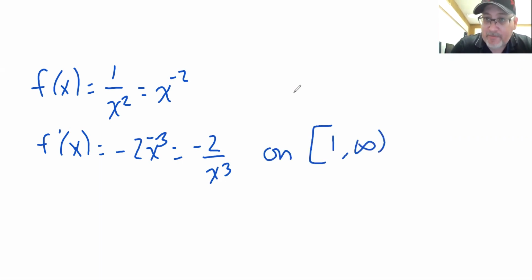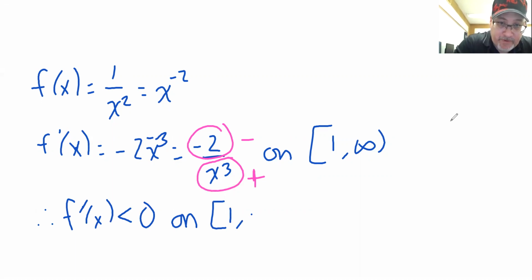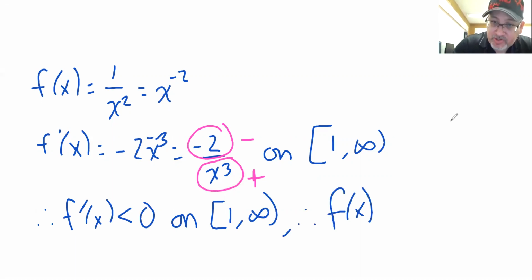So what can we say? Well, when x is greater than or equal to 1, x cubed is positive, and the numerator is always negative. Negative divided by positive is always negative. Therefore, the derivative is less than 0 on 1 to infinity. Therefore, our function is decreasing. It's not eventually decreasing, it's always decreasing.